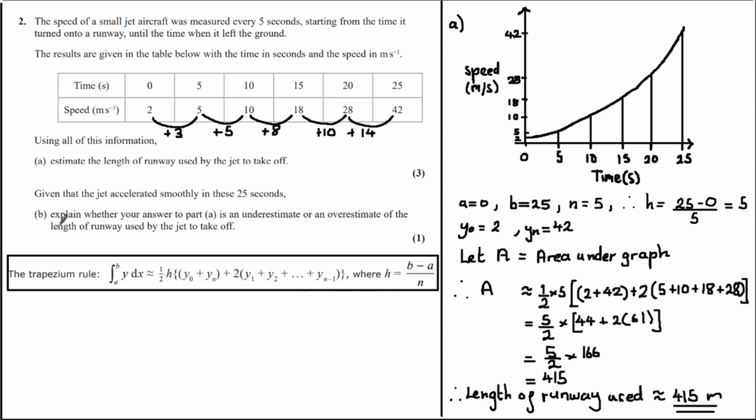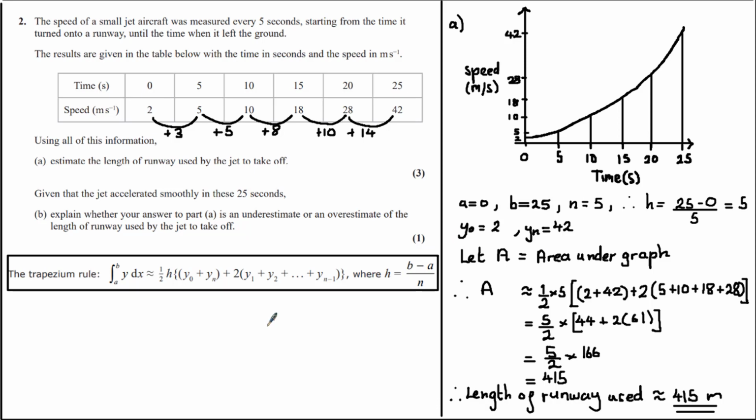The last part of the question says, given that the jet accelerated smoothly in these 25 seconds, explain whether your answer to part A is an underestimate or an overestimate of the length of runway used by the jet to take off. And this is a 1 mark question.